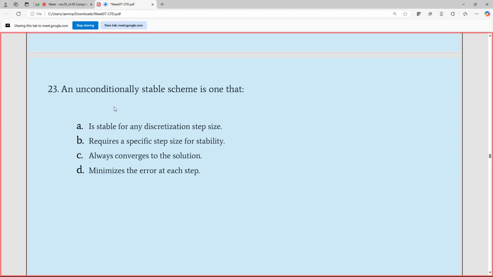Next question. An unconditionally stable scheme is one which: option A, is stable for any discretization step size. Option B, requires a specific step size for stability. Option C, always converges to the solution. Option D, minimizes the error at each step. The question is on the basics of an unconditionally stable scheme. So, when can you say a scheme is unconditionally stable? You can try to answer the question.